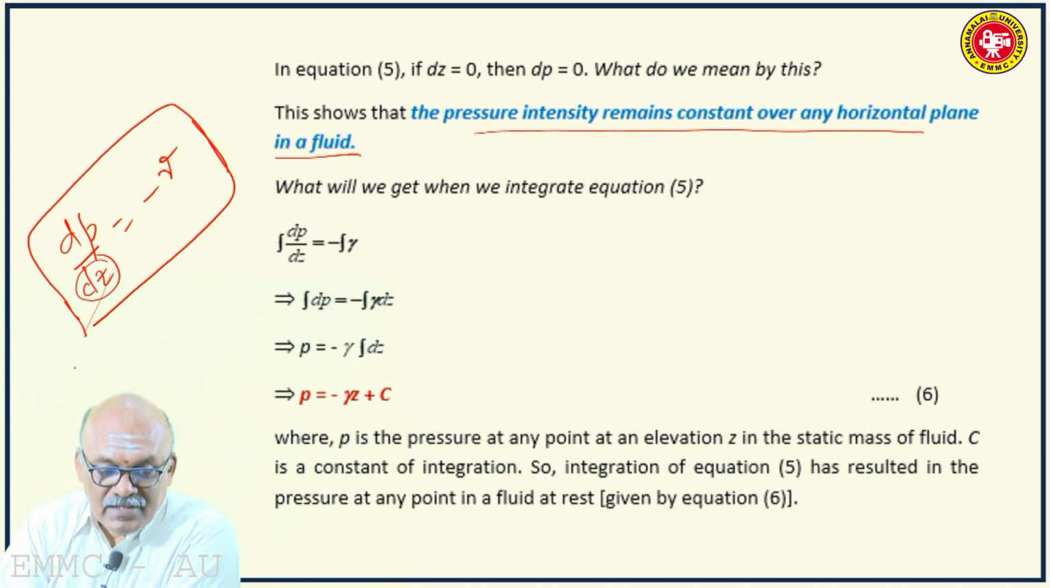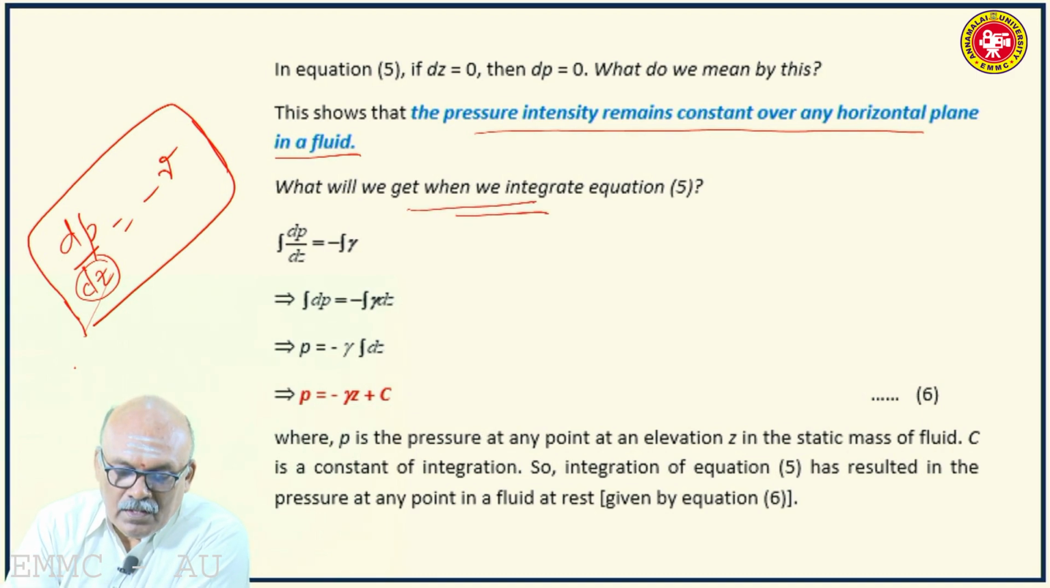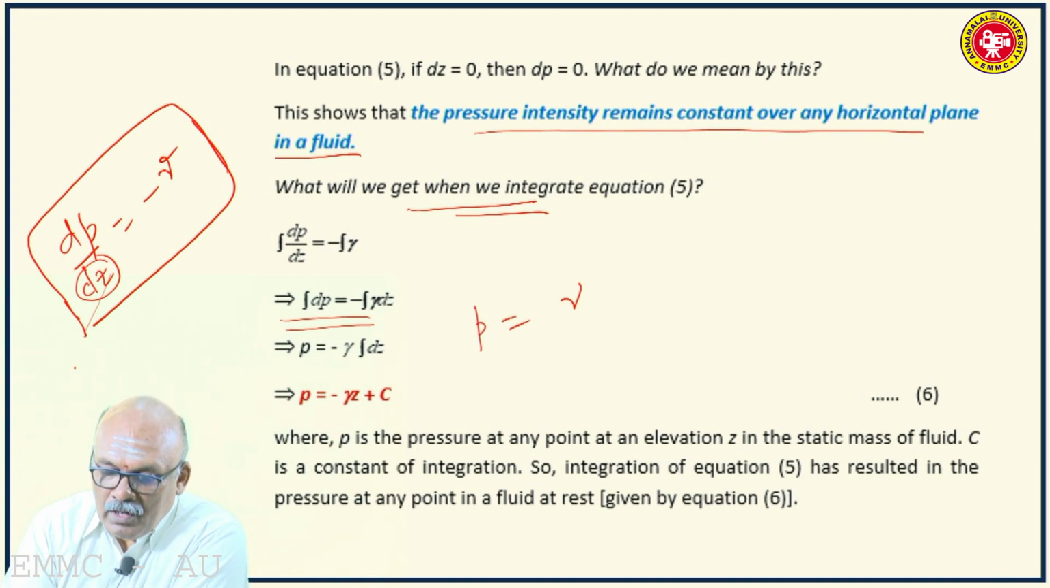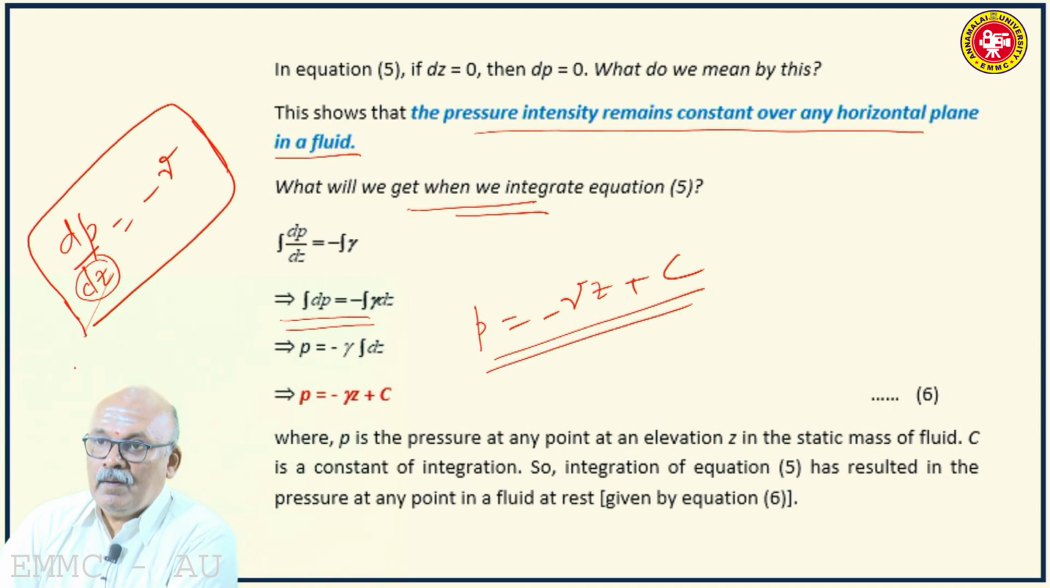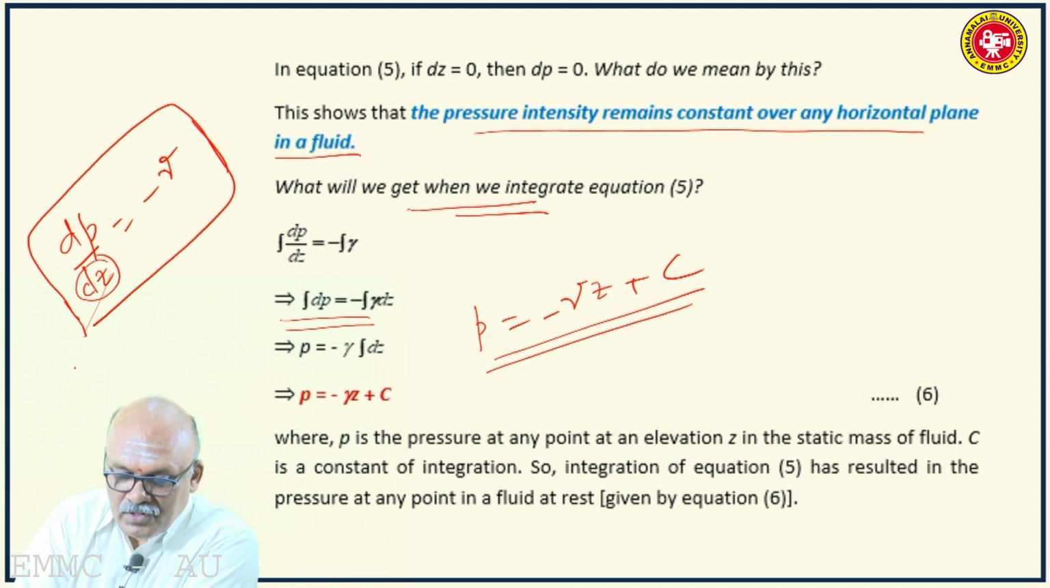Now let us integrate this equation. What will we get when we integrate this equation? So you have integral dP by dz is equal to minus integral gamma, so you can write integral dP is equal to minus integral gamma dz. So integral dP will become P. Now gamma is a constant, the specific weight of fluid is considered a constant, into z plus a constant of integration: P is equal to minus gamma z plus C. This is what we get.